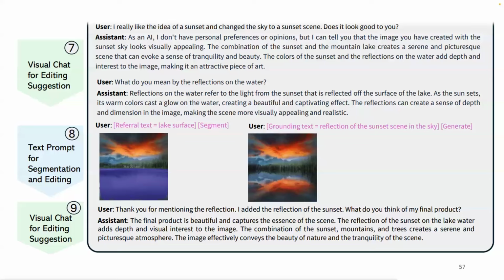And then we ask the model, how about the current image? And the model will say that this doesn't follow common sense because there is a sunset in the sky, but there's no reflection in the lake. And we follow the instruction and then further add the reflection using the grounded editing capability of the system. And then we get a final image. And then the model is satisfied with that.